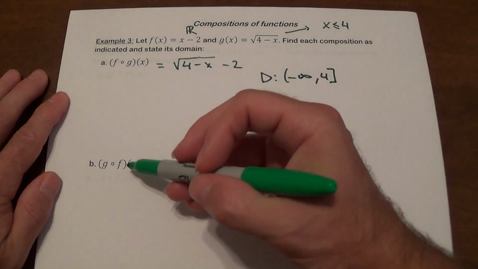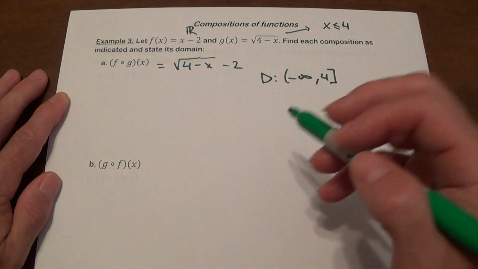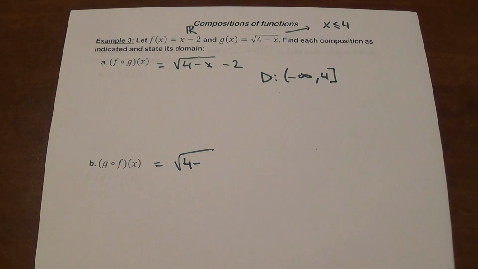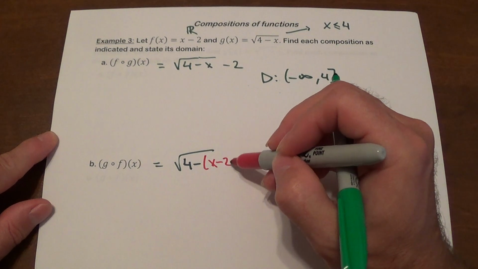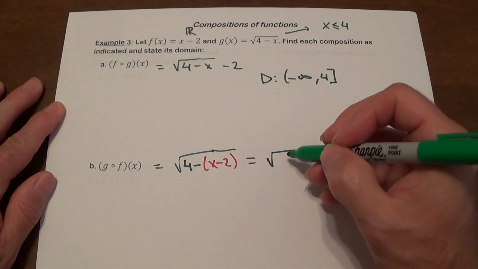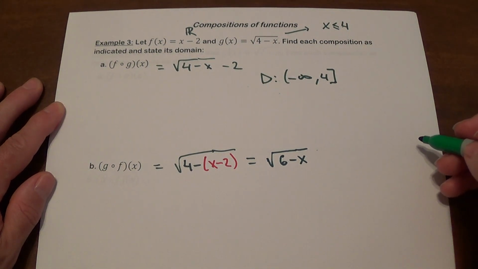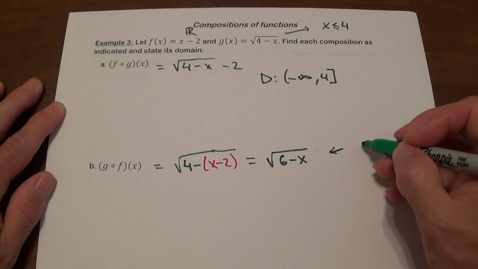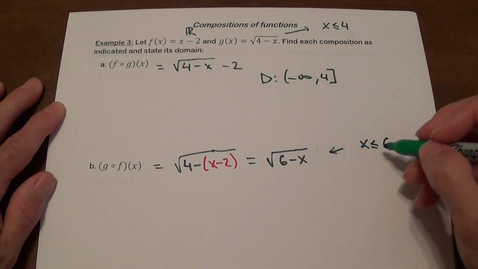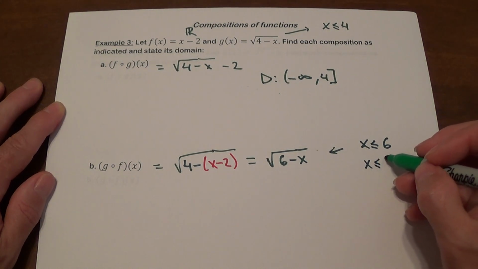The other way, now you're going to take function f and substitute that inside of g, replacing x. It's going to be the square root, let me use a different color here, of 4 minus, and x is going to be replaced with x minus 2. So that's going to give us 6 minus x, the square root of 6 minus x. Correct? That one requires that x is less than or equal to 6. But the original restriction told us that we need to have x less than or equal to 4.